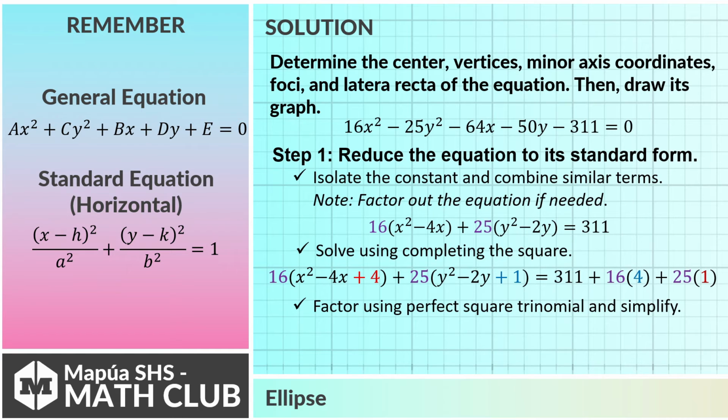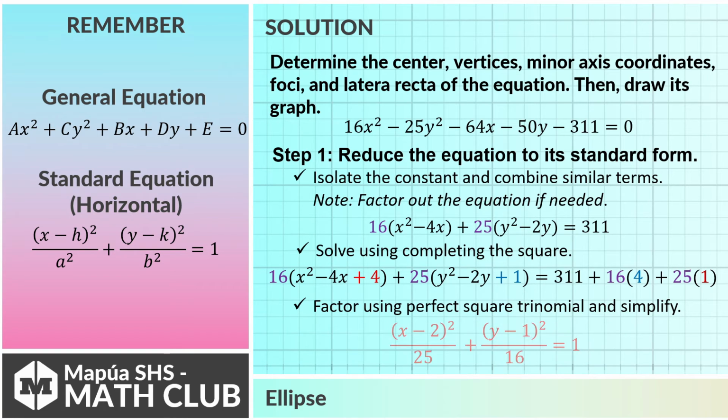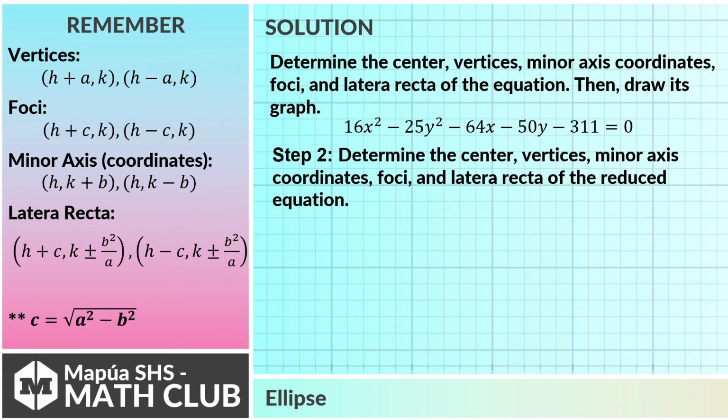Following the standard equation of the horizontal, we simplified the equation, resulting to (x minus 2) quantity squared over 25 plus (y minus 1) quantity squared over 16 is equal to 1. Since we already know the equation's standard form, we can now determine its parts. We know that the center is always (h, k), therefore the center of the ellipse is (2, 1).